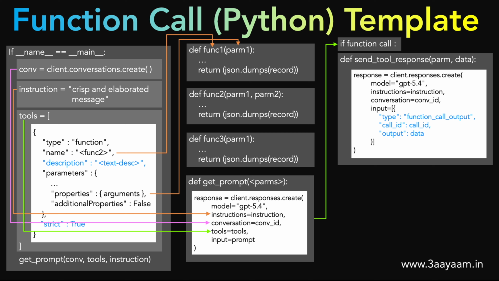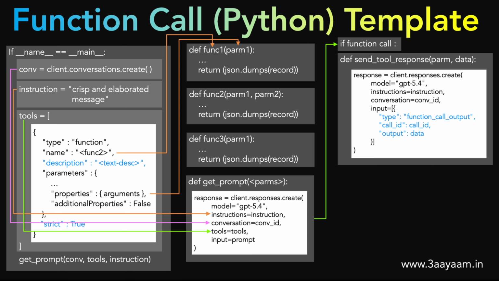And we use the responses API here again. The parameters would be a little different. The model would be the same. We can use the same model or different model. The instructions would also be the same. Then we'll provide the conversation ID also. But in the input, you see, we provide three parameters.